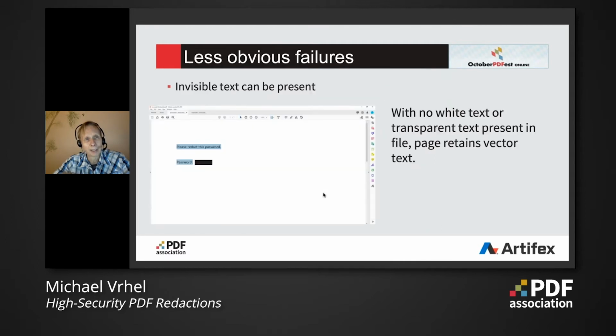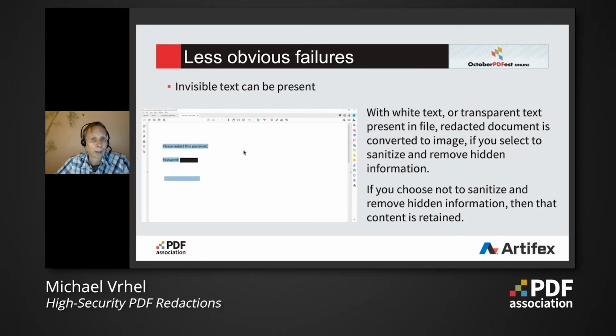Then we move into the less obvious failures. Here, for example, invisible text can be present in the document. In this particular case, I have a screenshot of a redacted document where all I've done is redact the password content here. And then in the redacted document, I went ahead and selected all the text on that page. And you can see that the only text that is present is the text that I see. But I could have a situation where I've done the same thing with another document, and then I went ahead and selected all the text, and you can see that there's some text that was invisible and it's still present in the document after doing the redaction.